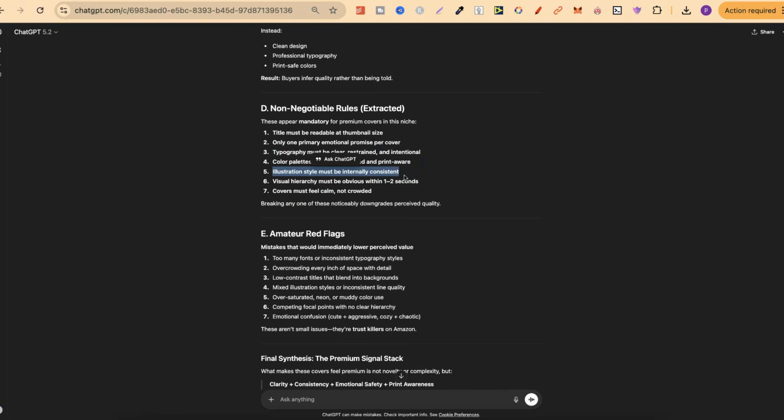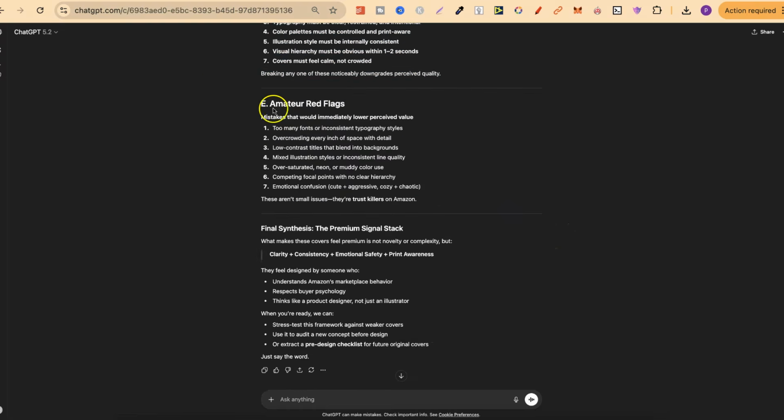This is like people who create coloring books, but their books aren't congruent from their cover through their interior. Your cover looks different to a page in the interior, and then all of your different interior pages look different as well. You don't want this, that's not premium. Illustration style must be internally consistent. Visual hierarchy must be obvious within 1 to 2 seconds, and covers must feel calm, not crowded. So again, some really great information that we could potentially use to create better quality books for ourselves.